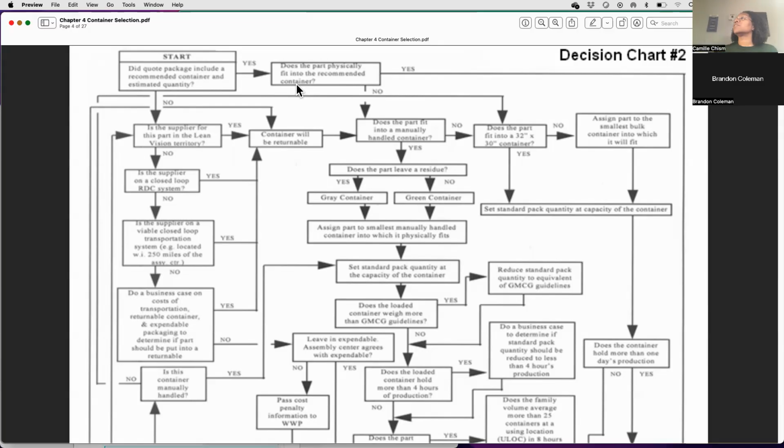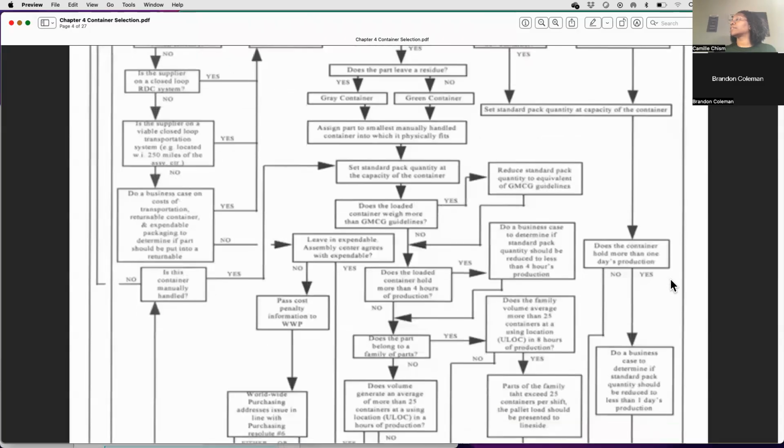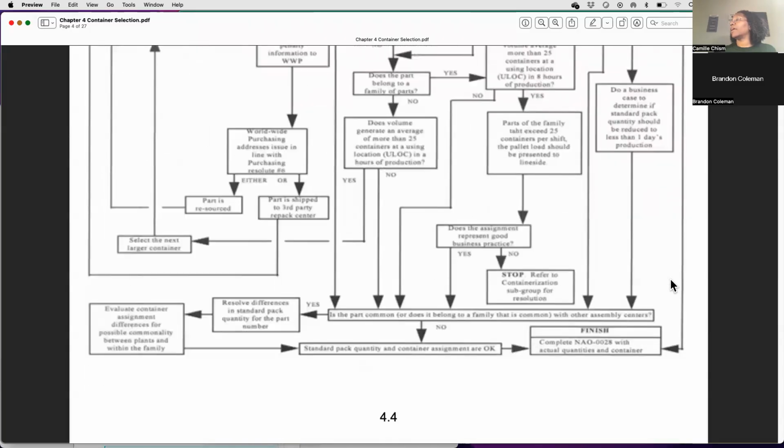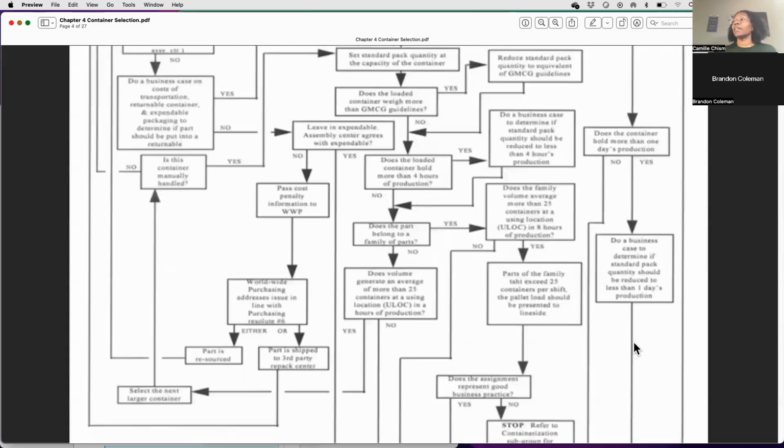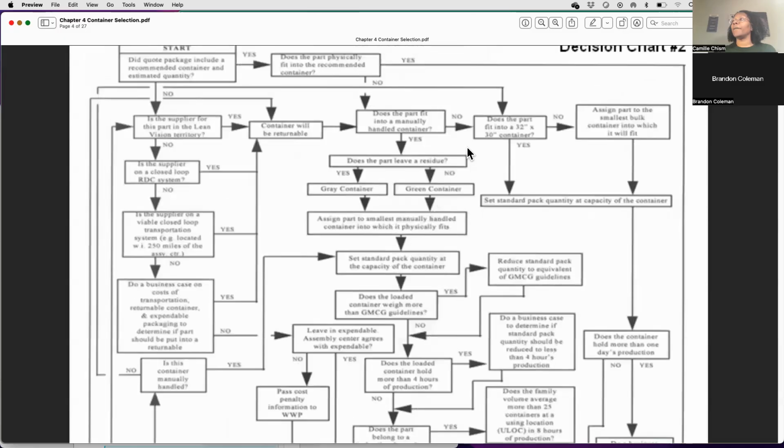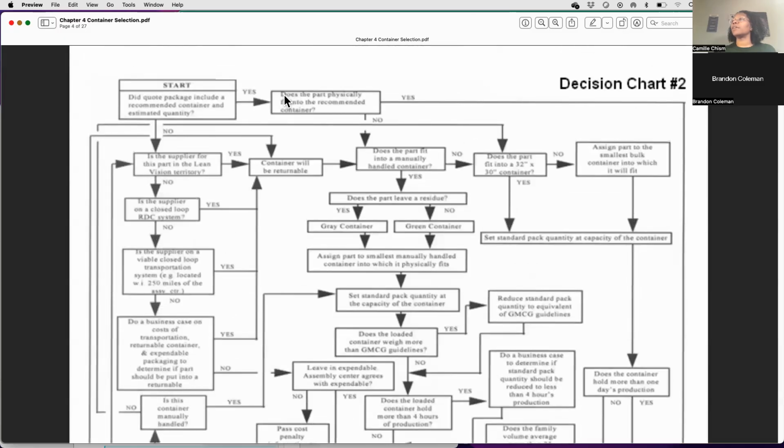Yes or no? So if it's yes, you've kind of bypassed a lot of things here and you're done. And the reason why you see this is because if the quote package included a recommended container and estimated quantity, now all that they're doing is confirming that the part fits into the container.